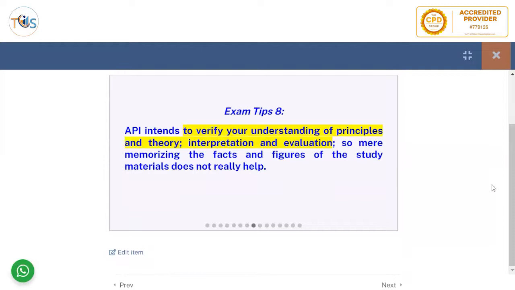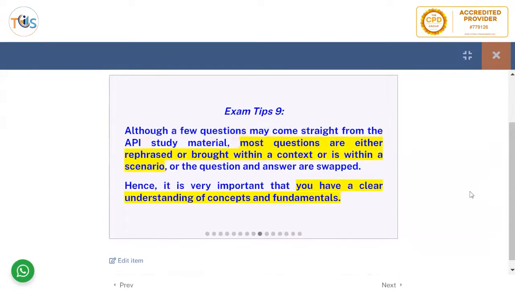API intends to verify your understanding of principles and theory, interpretation, and evaluation. So mere memorizing of the facts and figures of the study material does not really help. Though a few questions may come straight from API study material, most questions are either rephrased, brought within a context or scenario, or the question and answer are swapped. Hence, it's very important that you have a clear understanding of concepts and fundamentals.